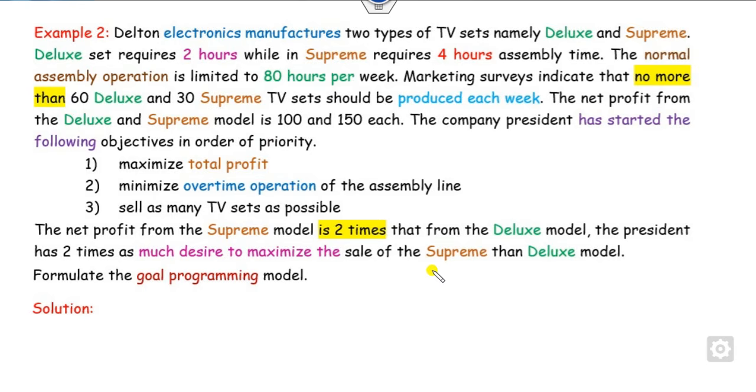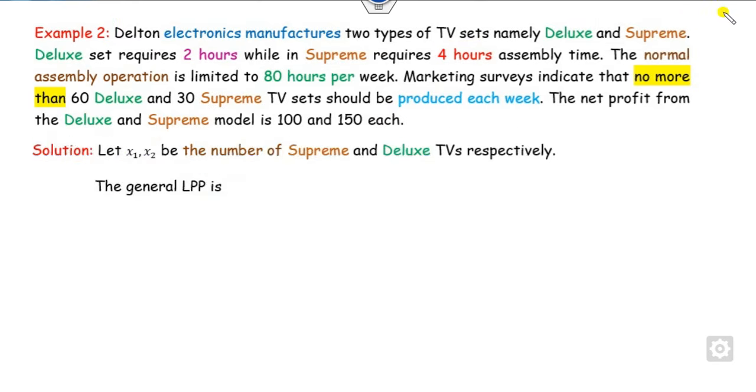In a similar manner, we can look at the second problem. Again, these are the goals. You can skip them; you have to first read this problem. Delton Electronics manufactures 2 types of TV, Deluxe and Supreme. How many Deluxe and how many Supreme TVs are manufactured? It is not given, so I assume X1 and X2 are the Supreme and the Deluxe TVs manufactured.